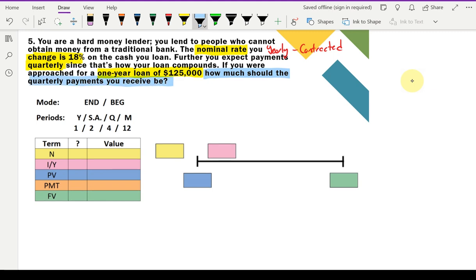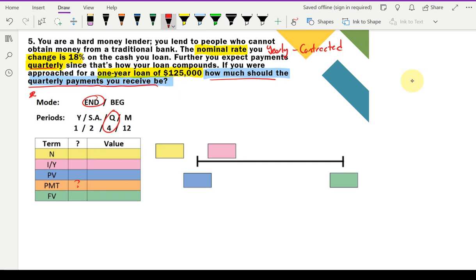Okay, so let's go over here to the chart. What mode is this in? Well, this is in end mode because there's no talk of the payment starting today. And what is the compounding period? It's going to be quarterly. So it's going to be in fours, right? So the terms. What are we looking for? How much should the quarterly payment you receive be? So we're looking for payments.